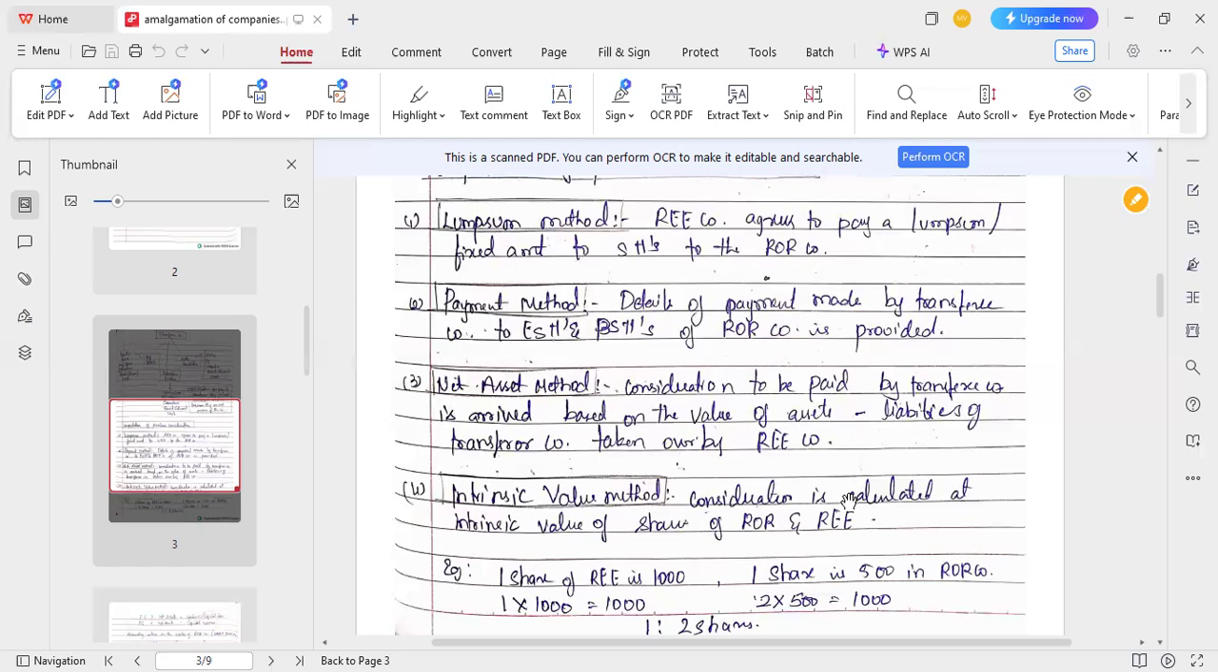What this point says is that the transferee company will give equity shares or preference shares to the transferor company in ratios. Say, for example, if three equity shares are held in the transferee company, the transferor company will get two shares. It's the ratio 2 is to 3. If one share is held by the transferor company, the shareholders will get two shares in the transferee company.